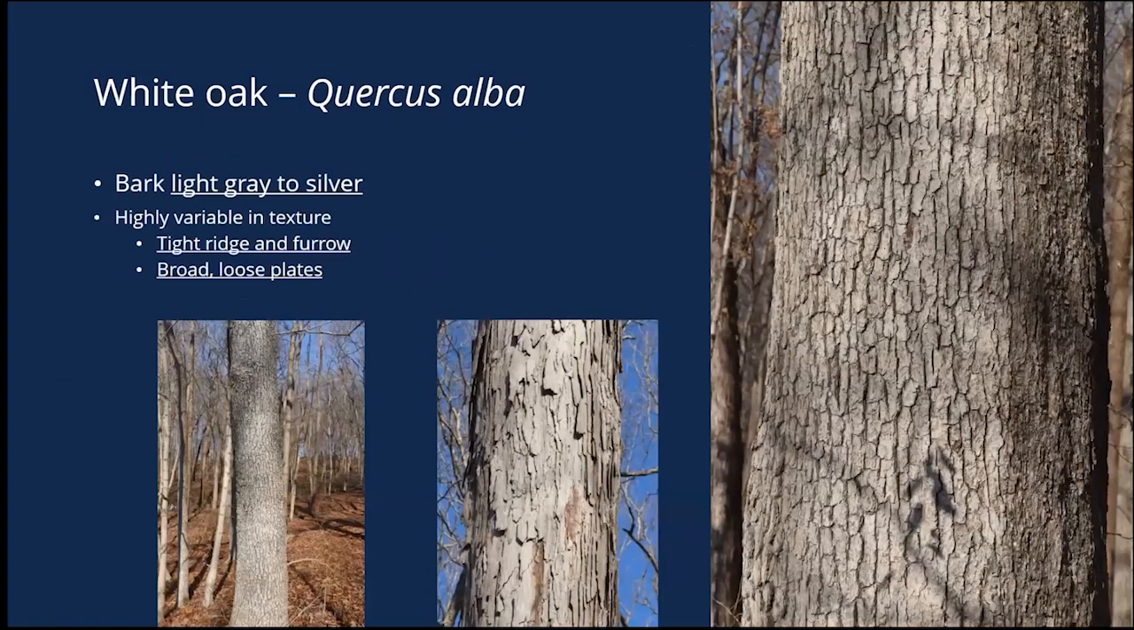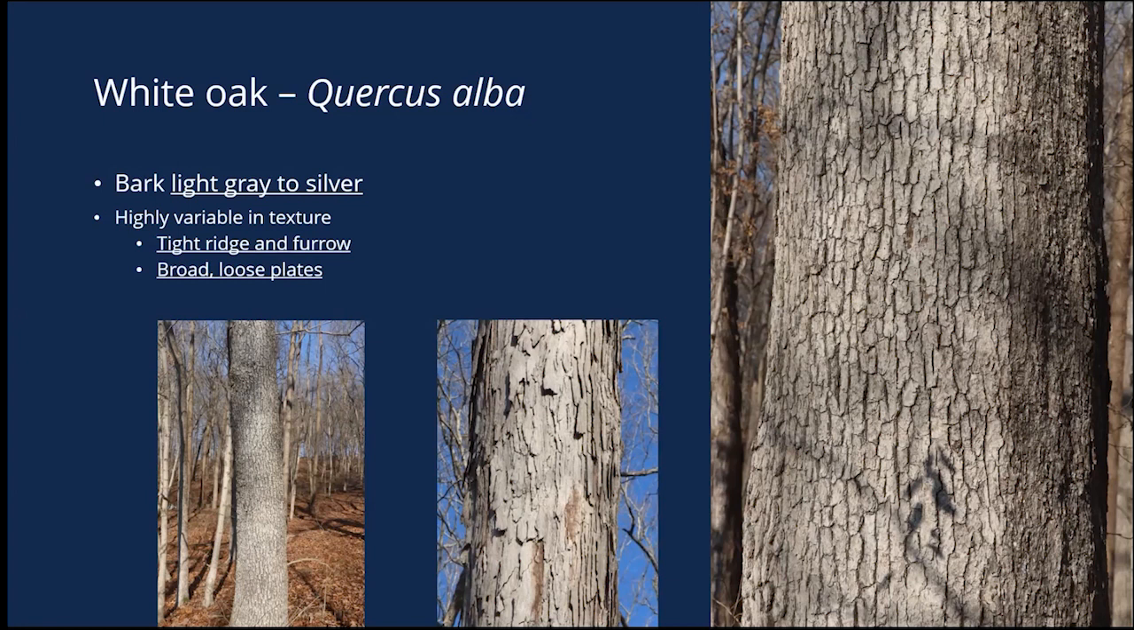Looking at the bark of white oak, it is light gray, almost a silvery color, a light color, light silver. It's actually highly variable in texture. There's a lot of different characteristics of white oak. It's very variable in terms of what it looks like. Oftentimes it could be a tight, ridged and furrowed or almost blocky bark like you see on the right hand picture there. Or it can be really, really platy, and so it has these peeling loose plates.